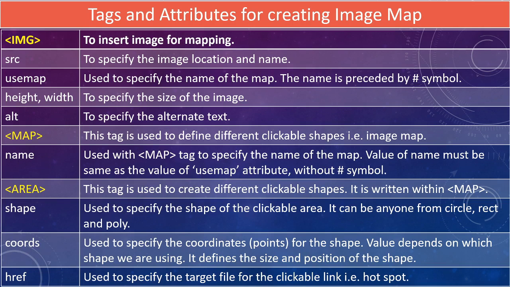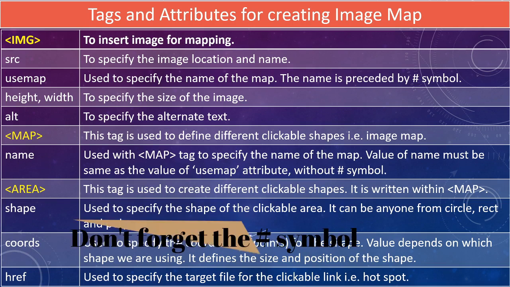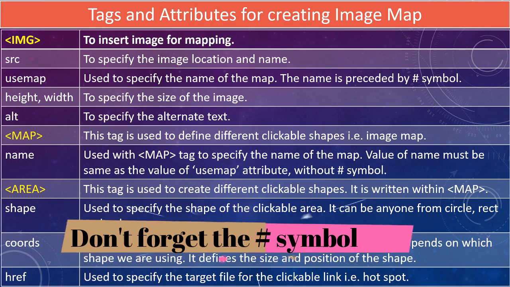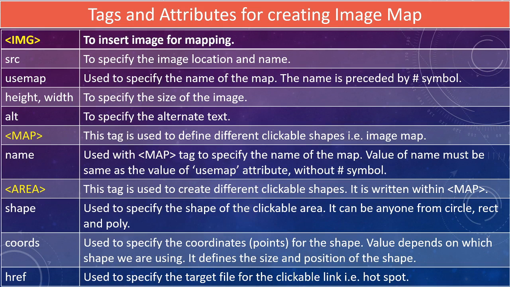The name in usemap is always preceded by a hash symbol. We will see this practically. Height and width, you know, are used to specify the size of the image. alt is alternate text. Instead of the image, it will display that in case the image is not available.